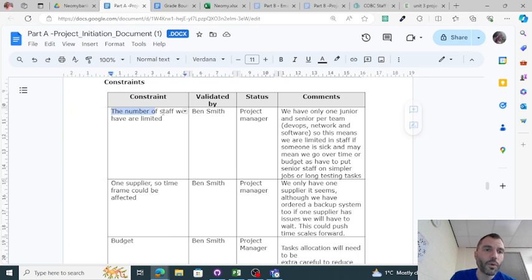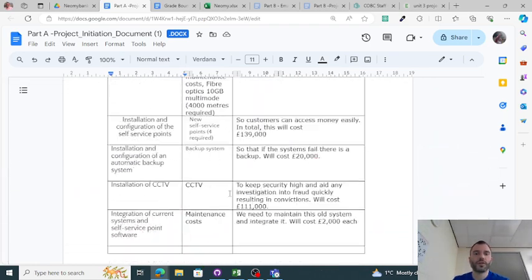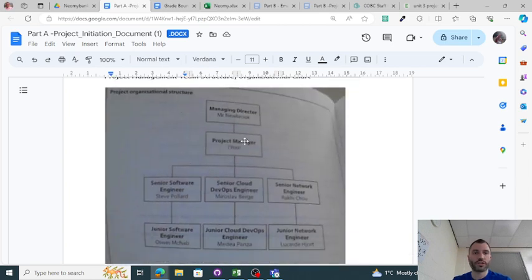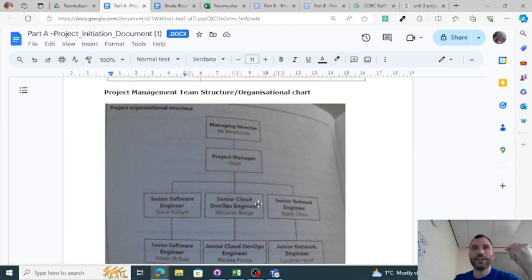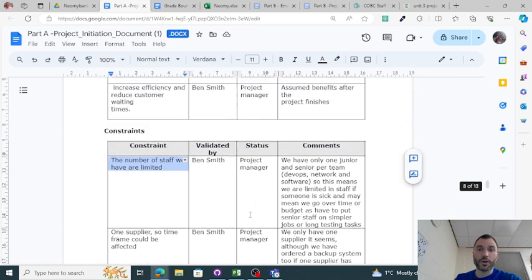Constraints. So what are the constraints? The constraints are the number of staff we have is limited. If you look at this table, this project management team organizational structure, we've got 3 teams: software, cloud, and network. There's only 1 senior and 1 junior on each. Now that's definitely something that could be a risk or a constraint as well.